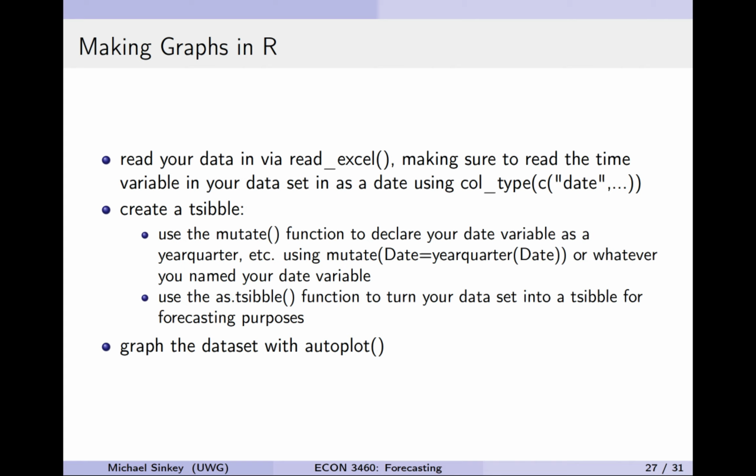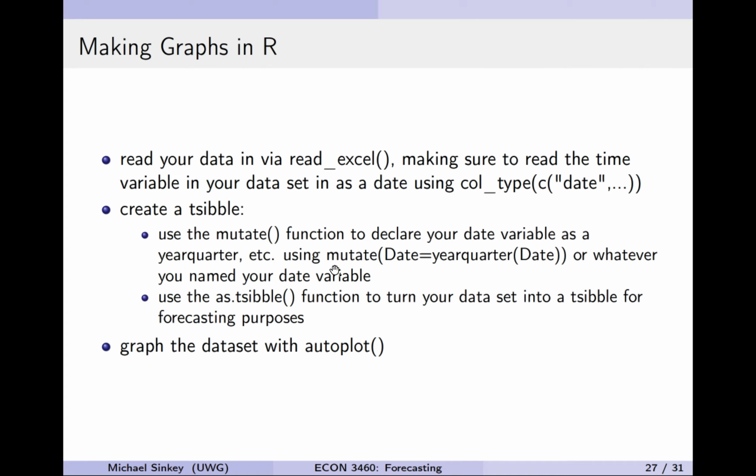But if you have it as an Excel file, the key with reading it in is that you have to tell R to read the data in as a date using column_type. So put a parentheses after, put c to concatenate, and then you have date as your first variable. That has to be the time for the time series. And then the subsequent variables are numeric. Then you create a tsibble.